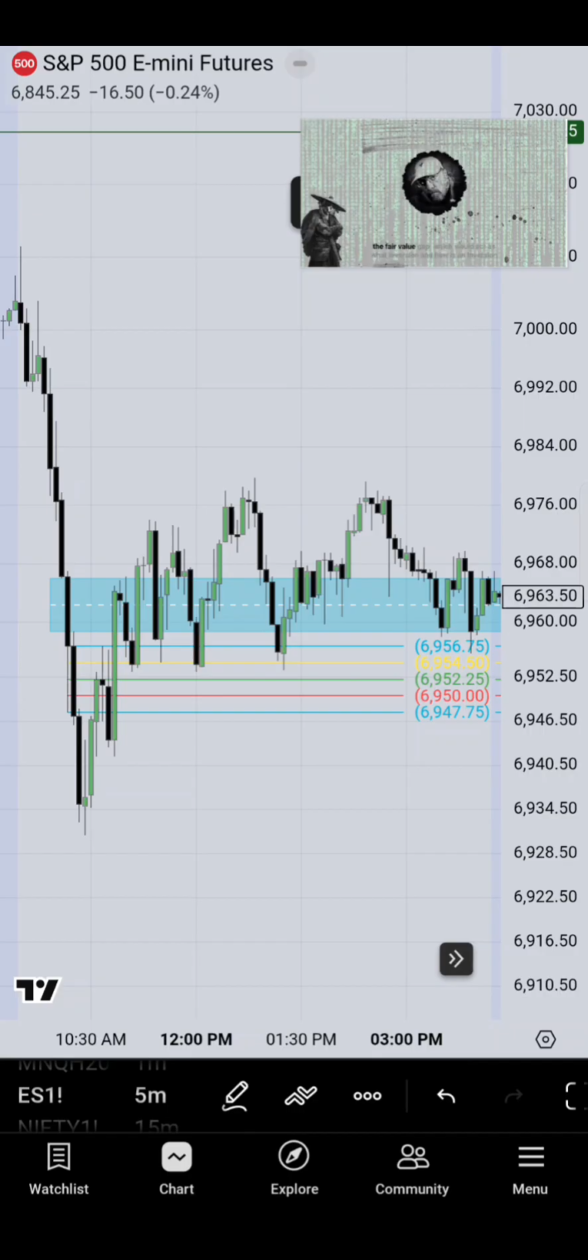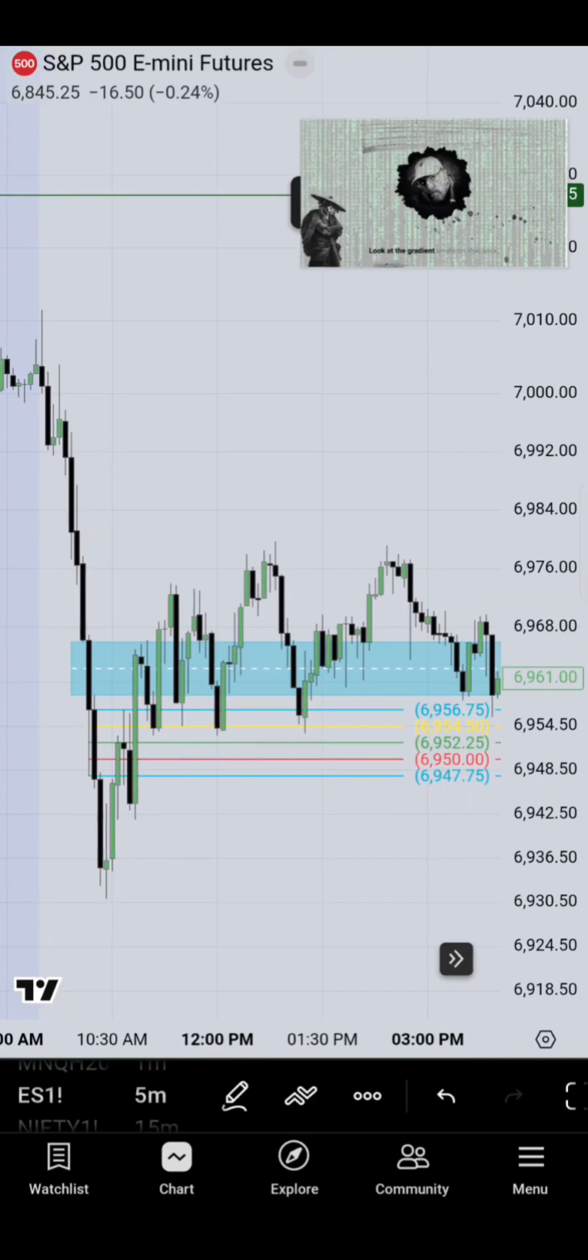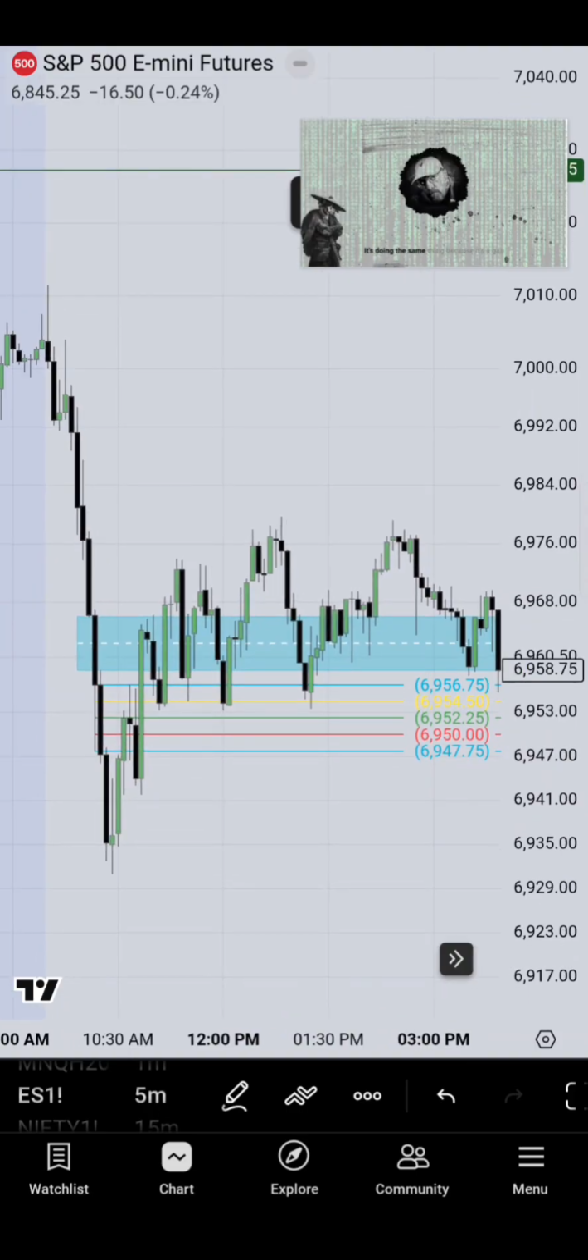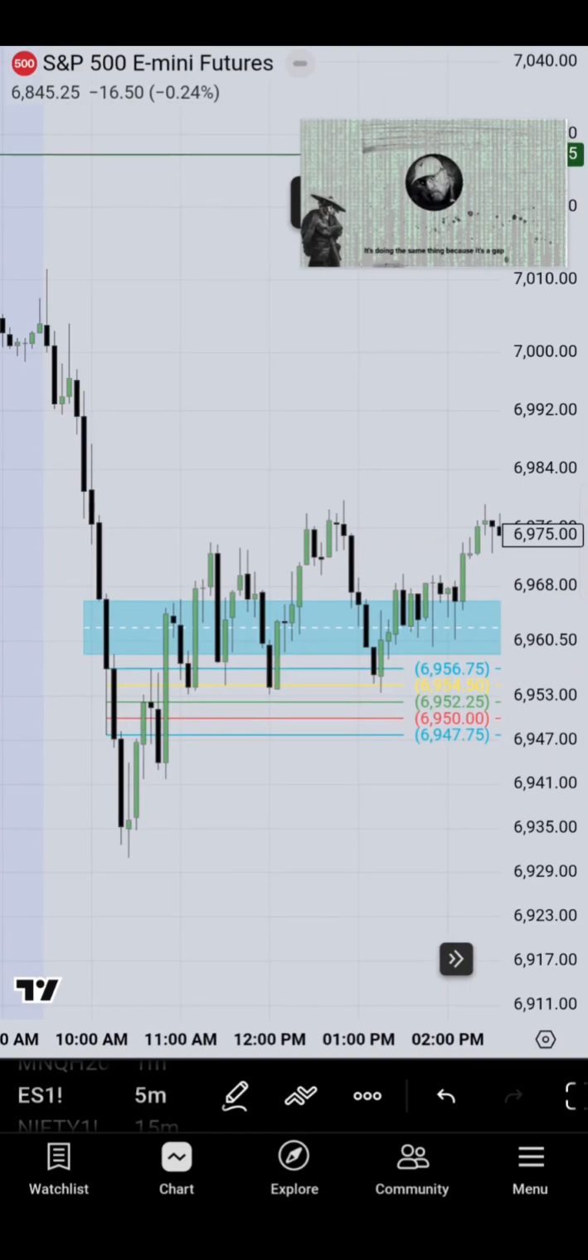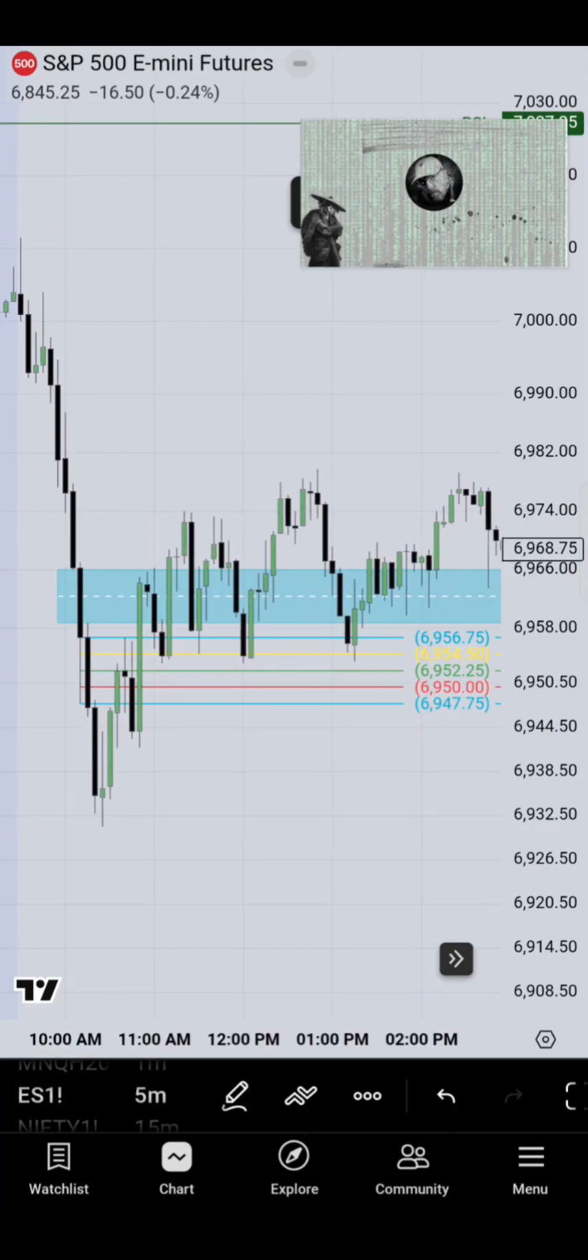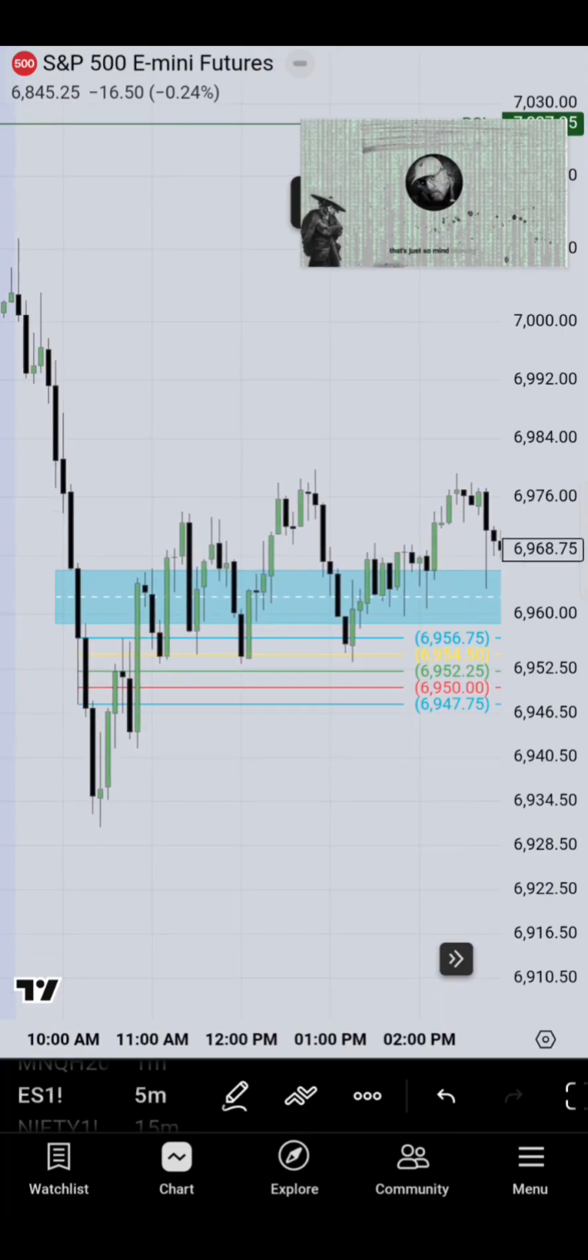the fair value gap, which would act as what? Inversion. And how is an inversion fair value gap utilized when we're bullish? It trades above it and comes back down and respects the upper half and does not lay a body down in the lower half. Look at the gradient levels on that wick. It's doing the same thing because it's a gap. That's just so mind blowing.